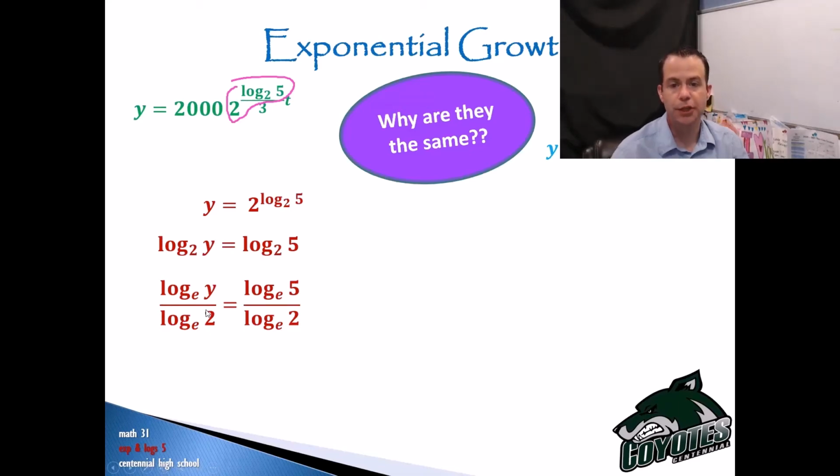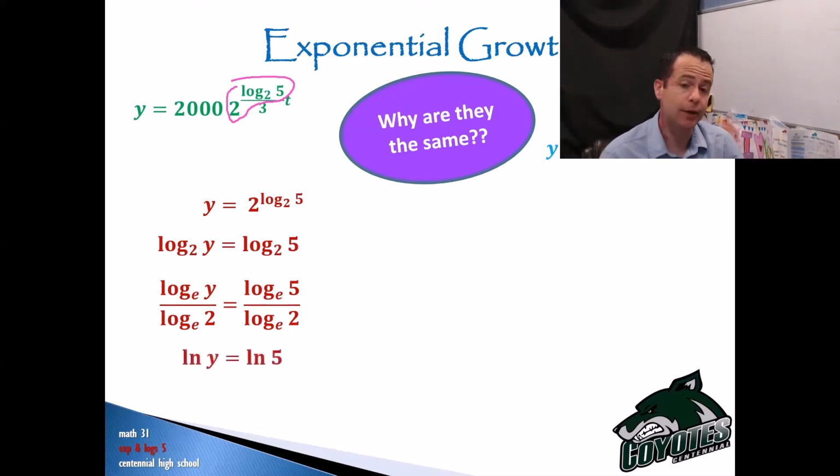When we use the change of base identity, we can make any base we want appear. On the top of that ratio will be the thing I was originally taking the log of, and on the bottom of that ratio will be the original base. So now I've got log base e of y being ln y. So I can say ln y over ln 2 equals ln 5 over ln 2. And then the fact that they're both divided by ln 2, I could multiply by ln 2 and that would be gone.